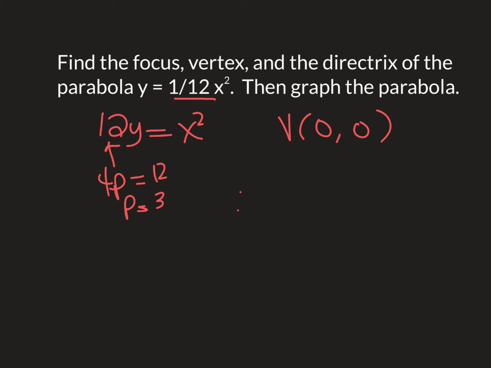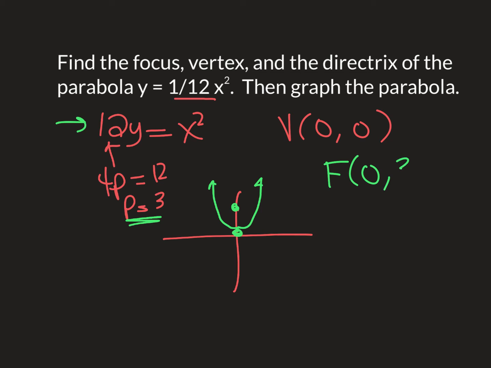So if we graph that parabola, the vertex is at 0, 0, which is right here. Because it's a positive 12 and because it's x squared, it's going to open up. It's going to do like this. And the focus is going to be right here inside, that far away from the vertex. 3 away, which means the focus is at 0, 3. That's all you got to do to find the focus.